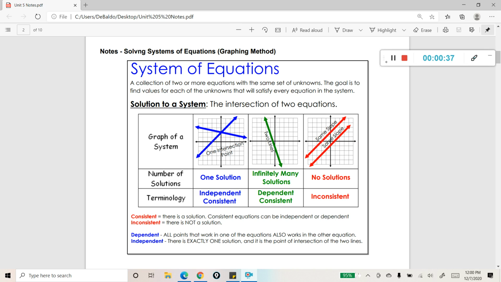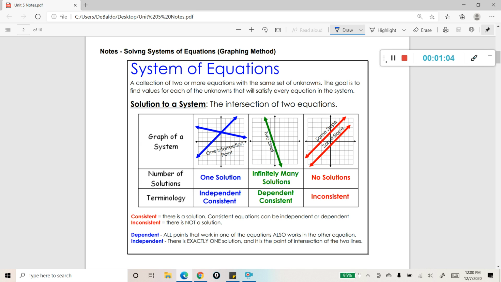One of the most important things to know about a system is what a solution to a system of equations is. And a solution is the intersection of two equations. So of course you have those two equations, and when you graph them, wherever they intersect is the solution to the system. Now, we have a little bit of vocabulary to talk about here before we begin graphing.